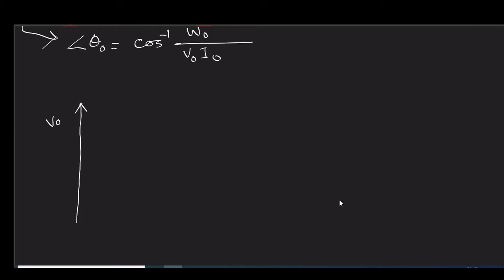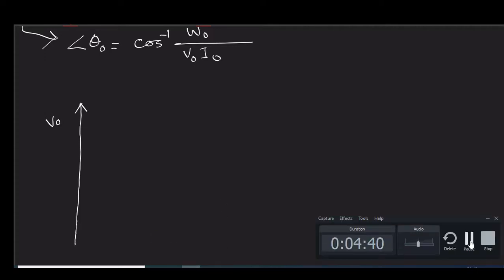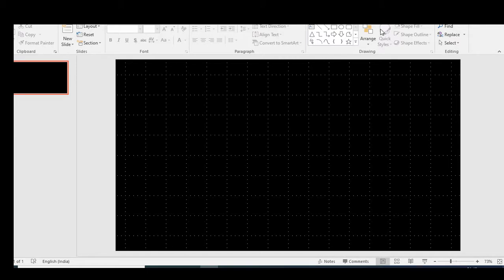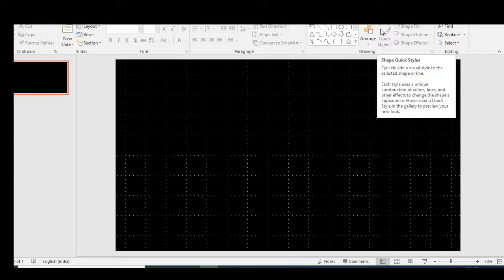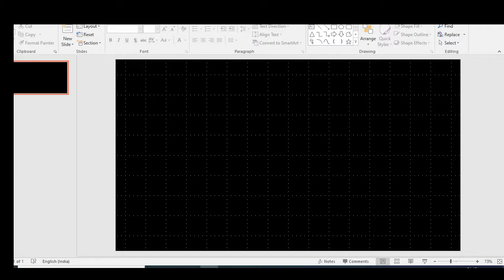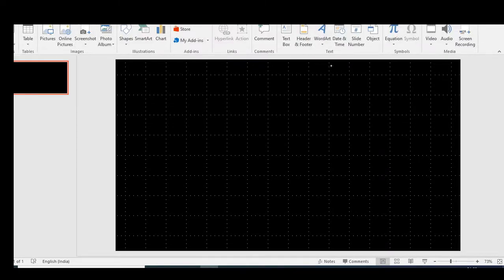Now after knowing theta naught, one thing please note: you have to do all this on graph paper. So better, what I can do is, just a minute. I have taken this PowerPoint blank screen so I can draw objects more clearly.